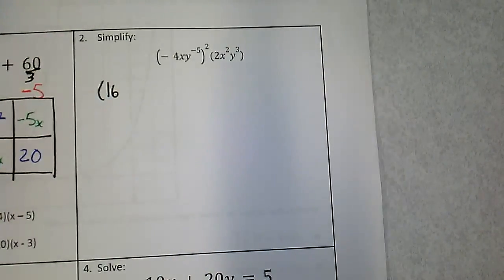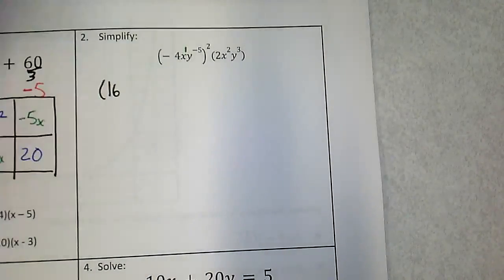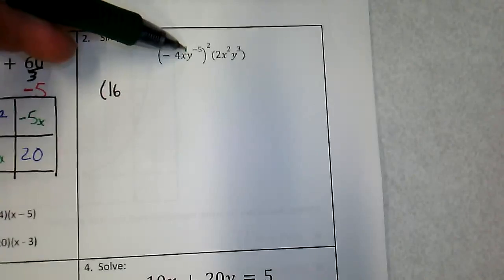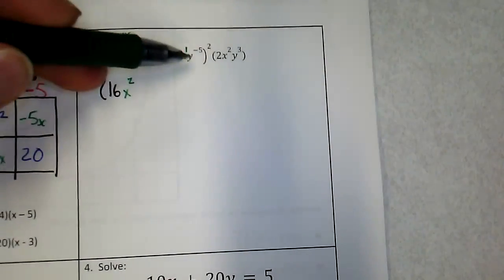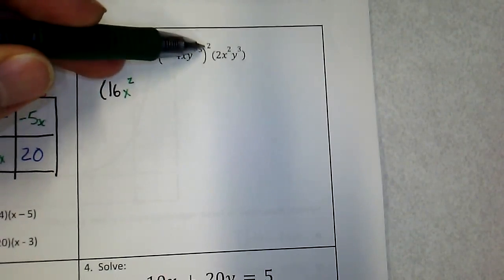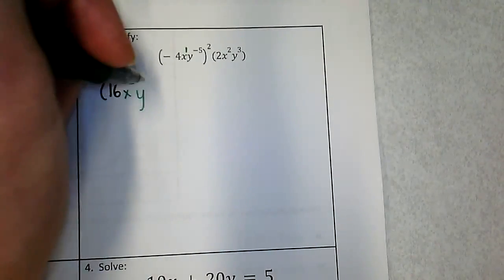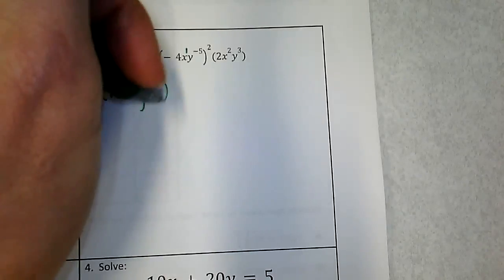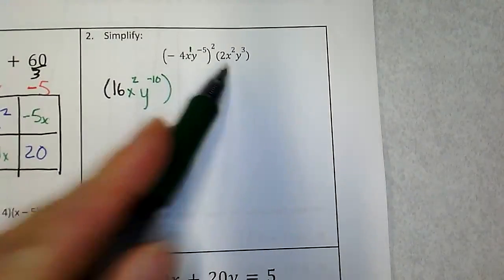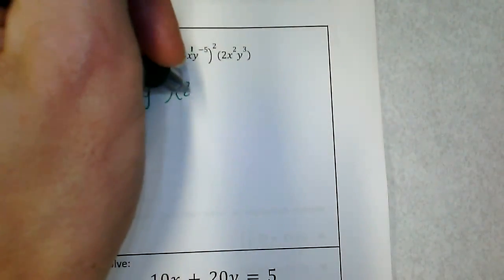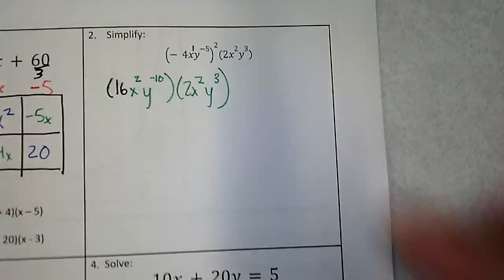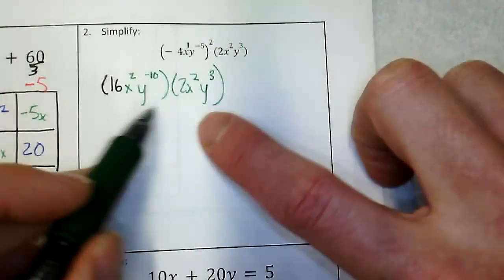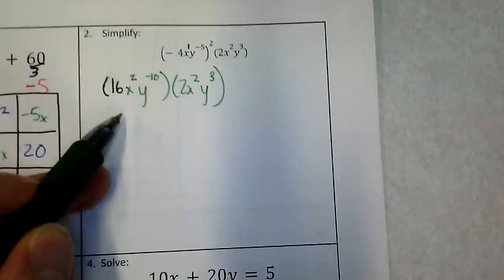And then we're going to multiply our little numbers. So we have x to the first, y to the negative fifth. So 1 times 2 is going to give us x to the second. Y to the negative fifth times 2, that's going to give us y to the negative 10th. And then we'll bring this piece down, 2x squared y to the third. So that got rid of our power from the starting to here. We got rid of that squared symbol.